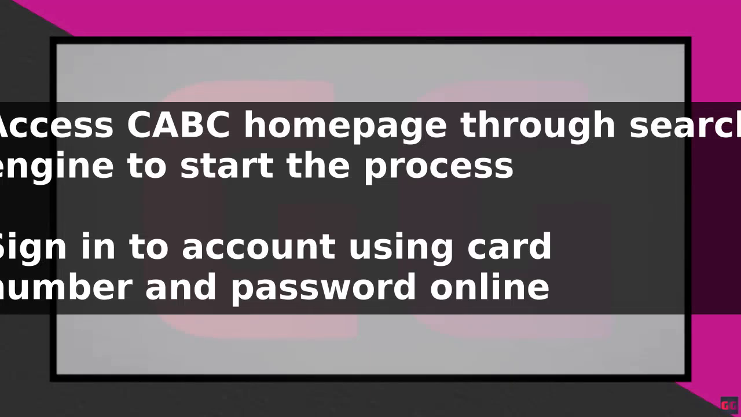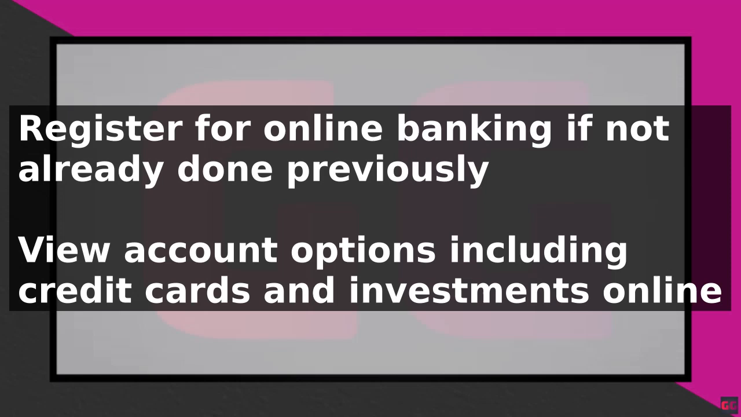To deposit money at a CIBC ATM, start by accessing your account online. To do this, find the CIBC homepage by typing CIBC into your search engine and selecting the first option that appears. Once on the homepage, you will see various options, including the ability to sign in to your account using your card number and password.